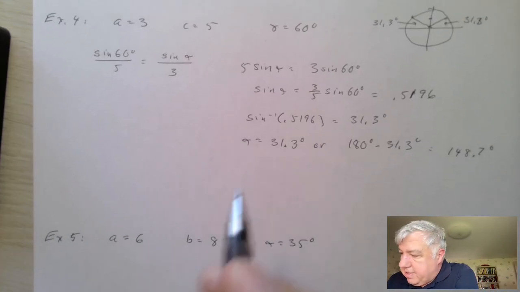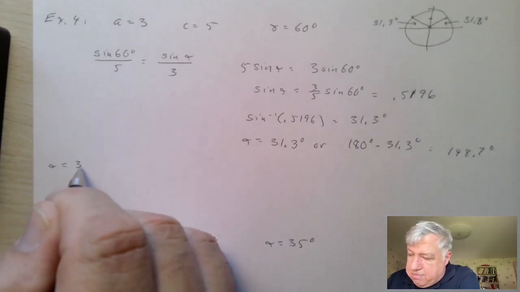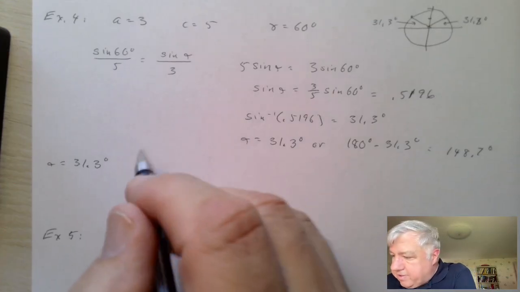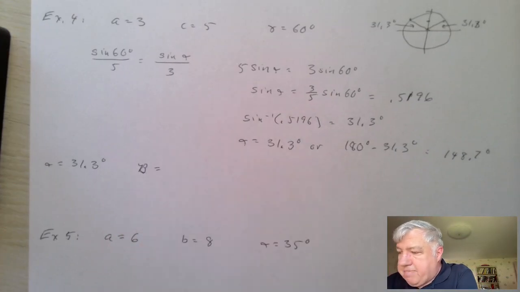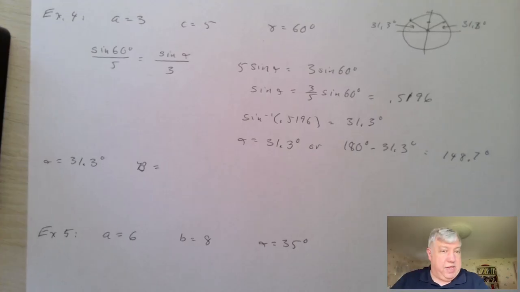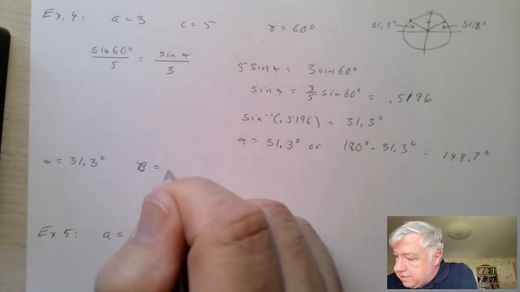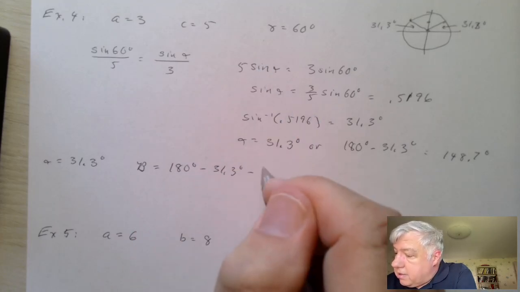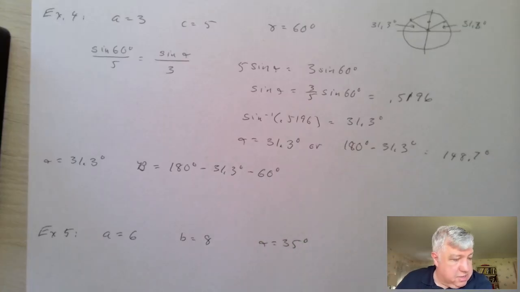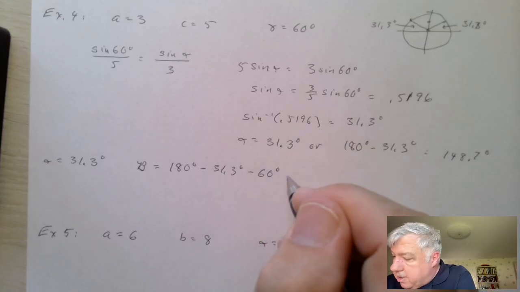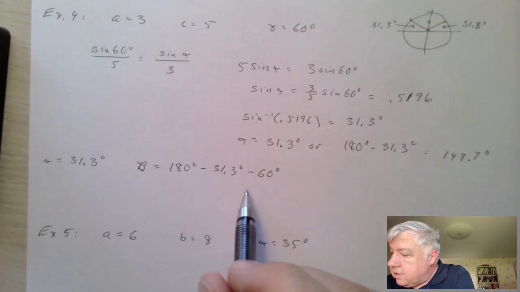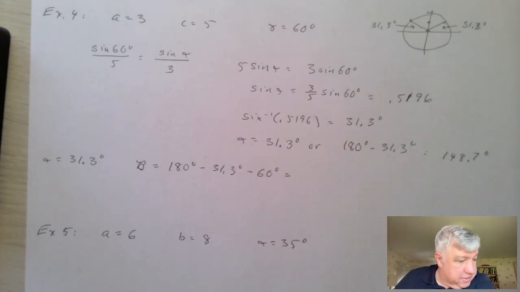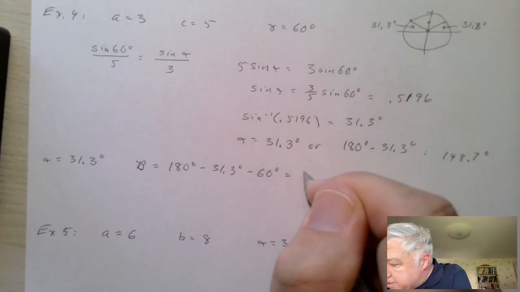We'll see what happens. In the first case, if alpha is 31.3 degrees, then let's find beta by just knowing that the angles add up to 180. So this turns out to be 88.7 degrees.